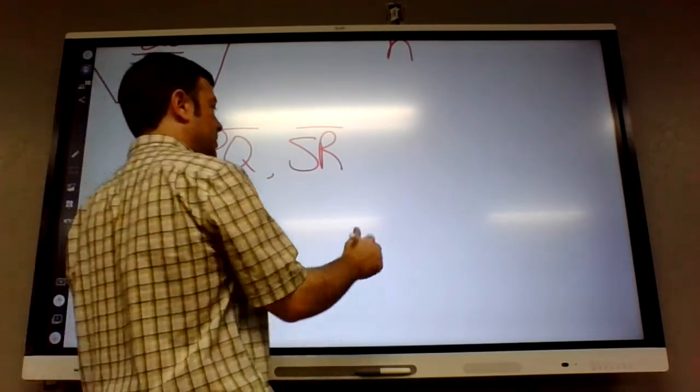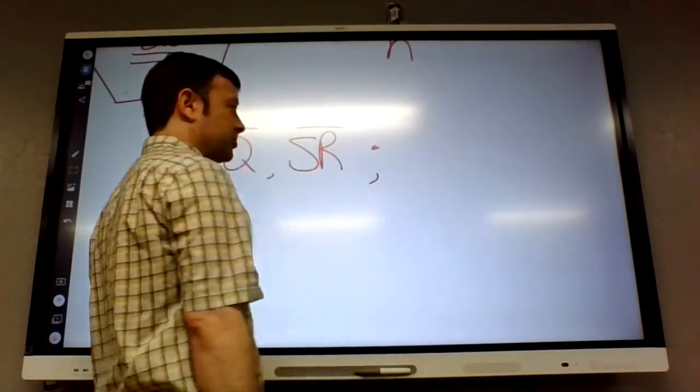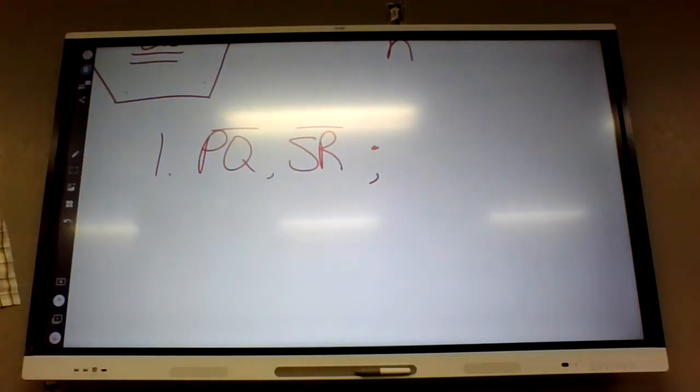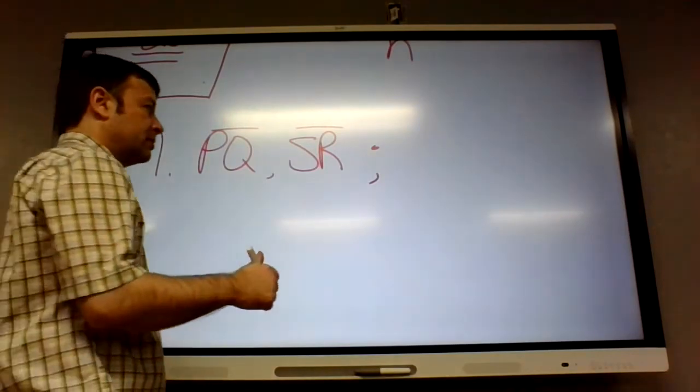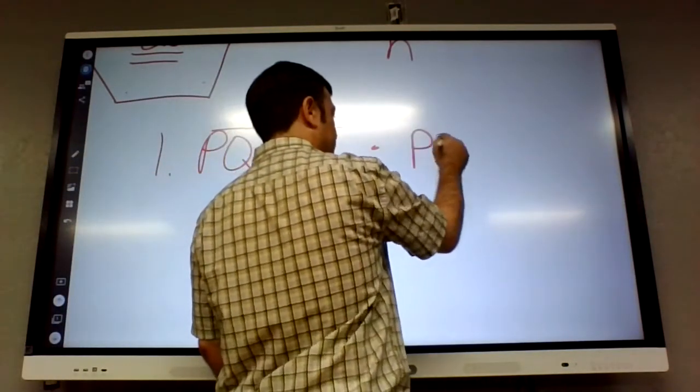And then, I guess I'll put a semicolon or something. What's the other pair of opposite sides? These two. P at the top and bottom, PS and QR. Opposite just means across from.